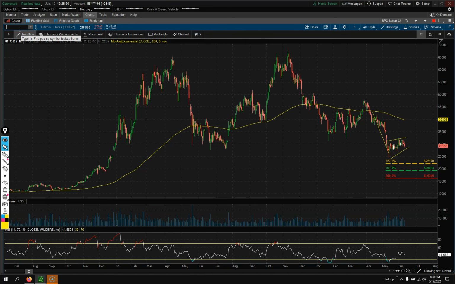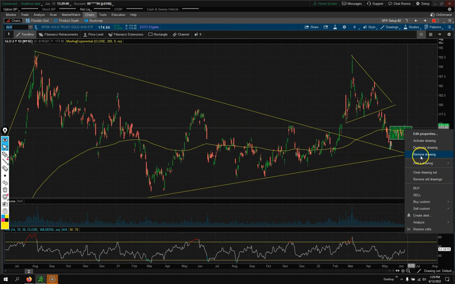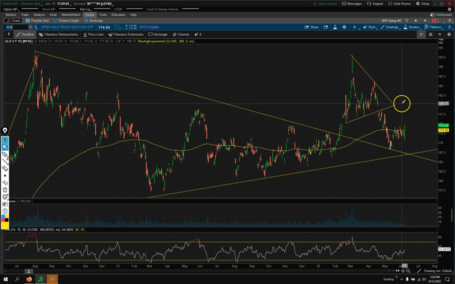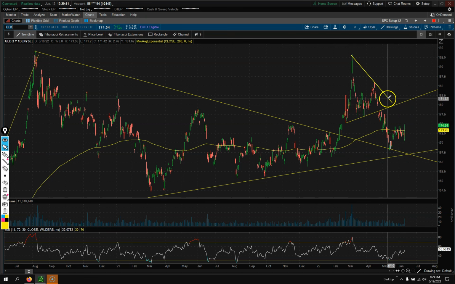Let's take a look at gold, GLD. Gold, nice reversal day right here. I would be watching probably the 180 level to the upside, which would be the back of this trend line if we extend it out. Also extend this down, we potentially could get stuck right around this 176.50 level, which would be this prior low. So just something to keep an eye out for.